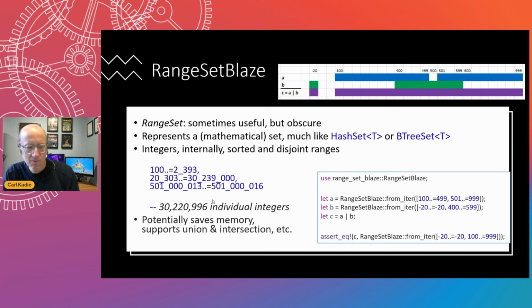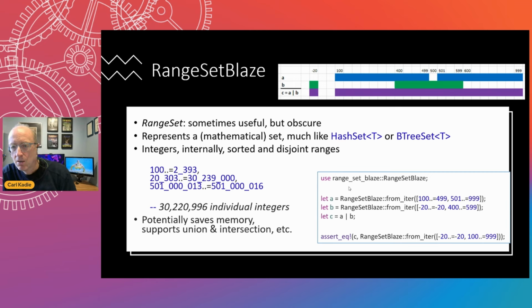And you can imagine that functions and operations you might want to do, like set union and set intersection, are much more efficient in some form of this representation than they would be over the 30 million individual integers.